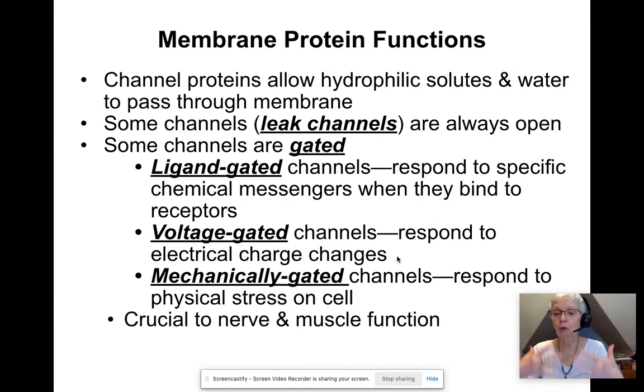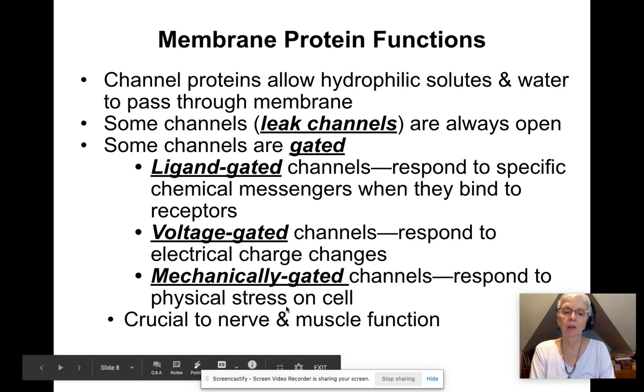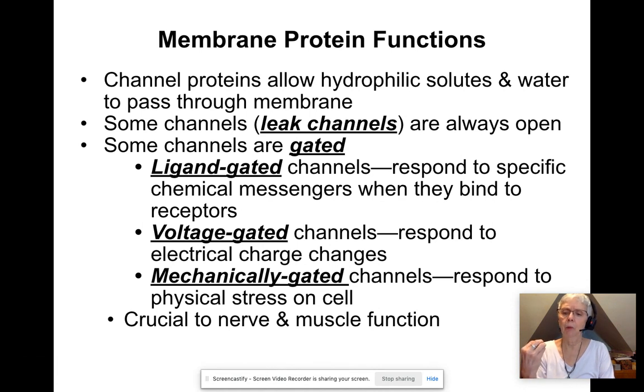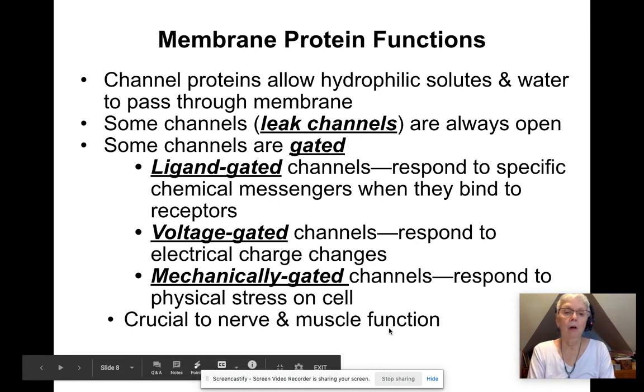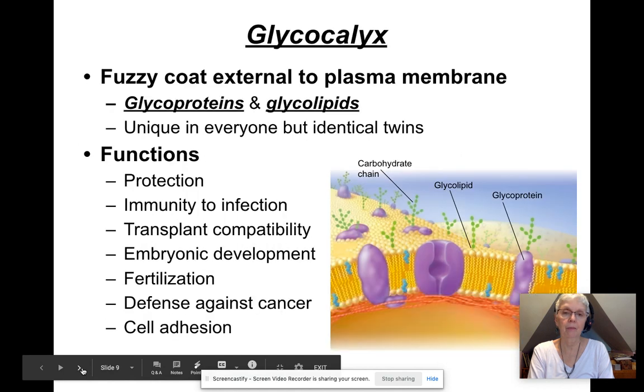We do have electrical charges running through our body all the time. And then you can have mechanically gated channels, and these respond to physical stress. Think about a molecule trying to get in, and it's pushing, pushing, pushing. That would be a mechanical stress. Or too much of something on the inside of the cell and it needs to get out. Same thing, pushing, pushing. So remember, these gated channels are very crucial to both your nerve and muscle functions.